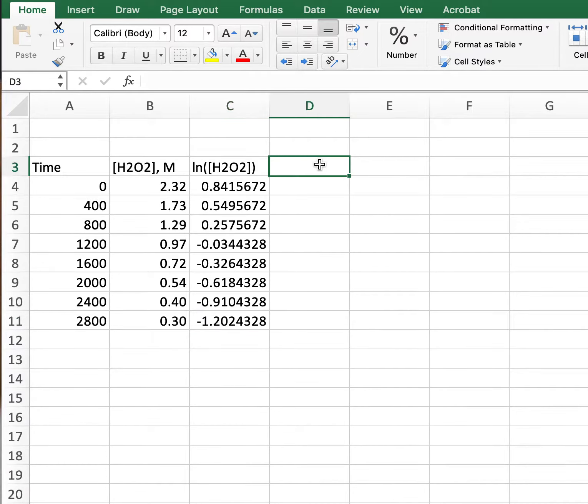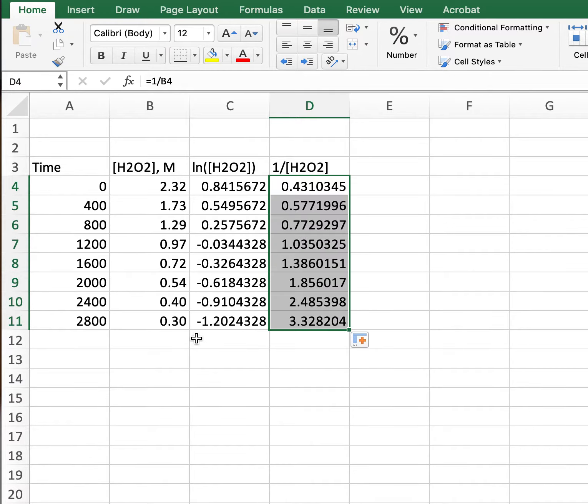Next, we said for second order rate, integrated rate law, it has to be 1 over concentration. And this is concentration of H2O2. There we go. And so you type the equal sign to tell Excel you're doing math, 1 divided by, and then click on the concentration. Same thing again, copy and paste that formula down, and now you've got all of your 1 over concentrations as well.